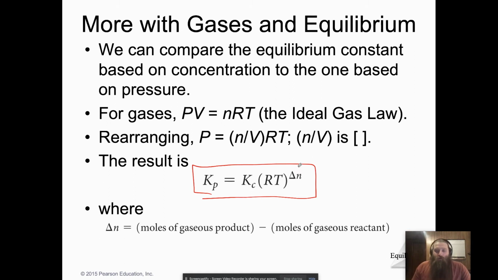I think you obviously know what delta means. The delta N is talking about the product minus the reactant, though, in this scenario, so just make sure that you're aware of that. But anyway, that is a very useful equation in case you need to convert between Kc and Kp.